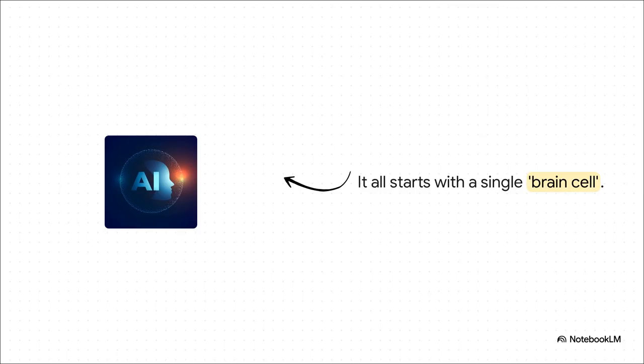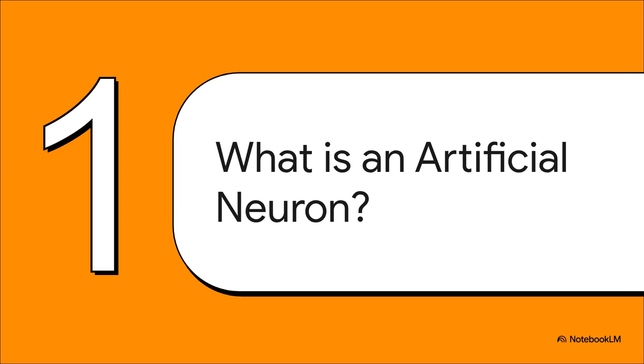And that's really the whole idea right there. To build a thinking machine, scientists looked for inspiration in the best thinking machine we know of, the human brain. They decided to build a digital version of our most basic component, a neuron. This one idea, this one brain cell, is the foundation for everything else. So let's get right into it. What is this thing really? What is an artificial neuron?